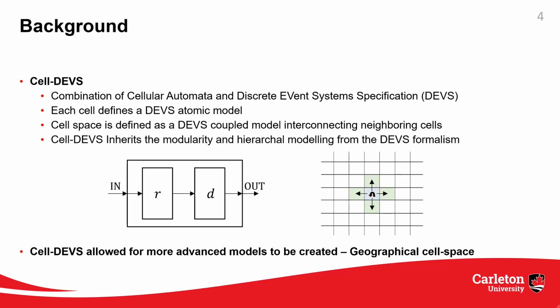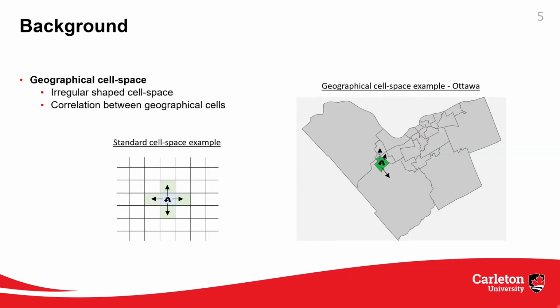Now, CellDevs inherits the modularity and hierarchical modeling from the DEVS formalism, and this allows us to integrate with other tools much easier. Now, in CellDevs, we were able to create more advanced models. One of these models incorporated a geographical cell space. A geographical cell space is a model where the cell space is no longer a simple lattice of cells, but now we have a geographical based cell space where our cells are these different regions.